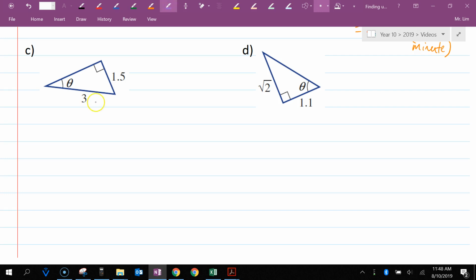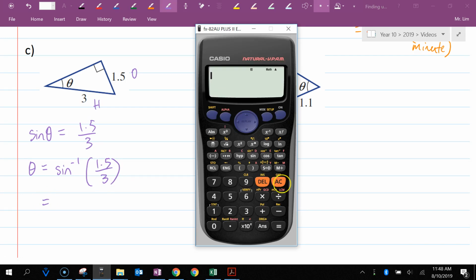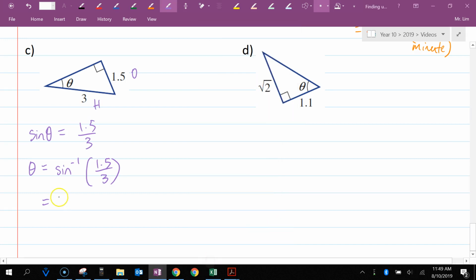Okay, so question C, we have the hypotenuse and the opposite. So we've got sine. Sine of the angle is equal to opposite over hypotenuse. Therefore, the angle is equal to the arc sine of 1.5 over 3, which is equal to 30 degrees. Now, because that's an exact answer, I don't need to do it to the nearest minute.